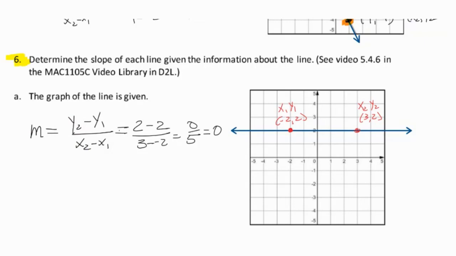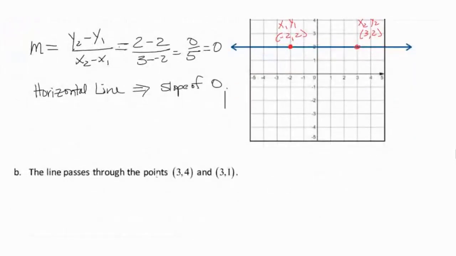But we should know that anytime you have a horizontal line it always has a slope of 0. Because no matter which 2 points you pick, the 2 y values are going to be the same, so your numerator, your rise, is going to be 0.